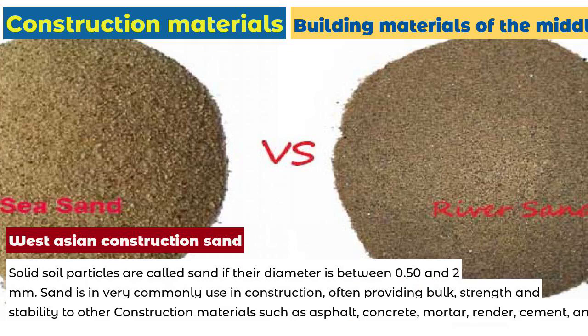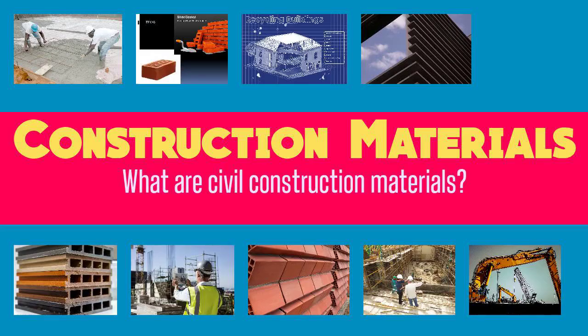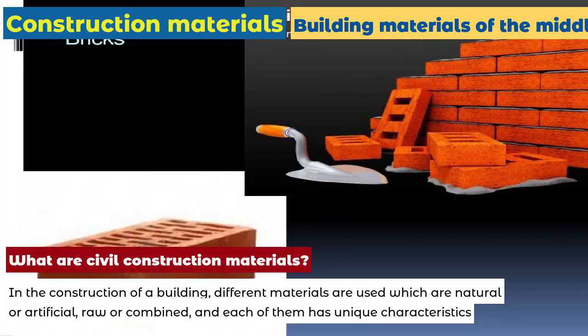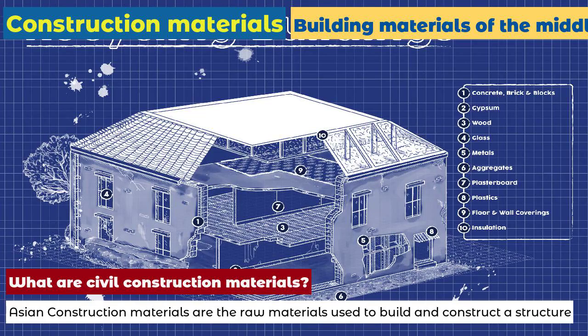Sand is very commonly used in construction, often providing bulk, strength, and stability to other construction materials such as asphalt, concrete, mortar, render, cement, and screed. What are civil construction materials? Building materials are used in the construction and production of various structures. In the construction of a building, different materials are used which are natural or artificial, raw, or combined, and each of them has unique characteristics.